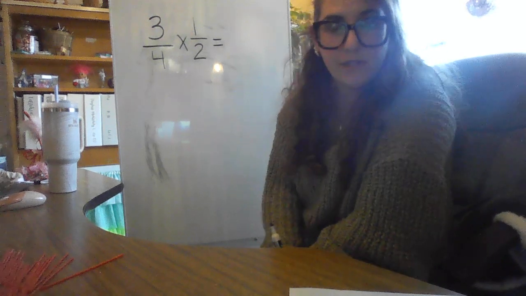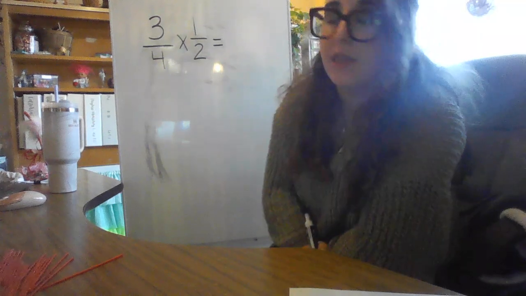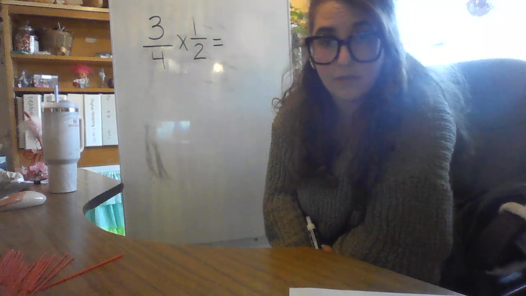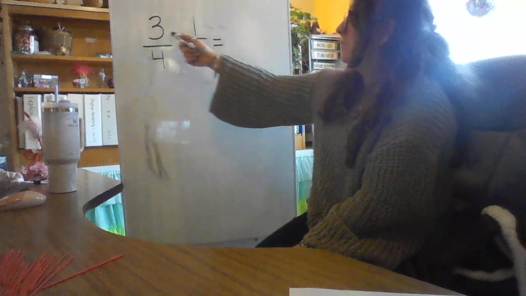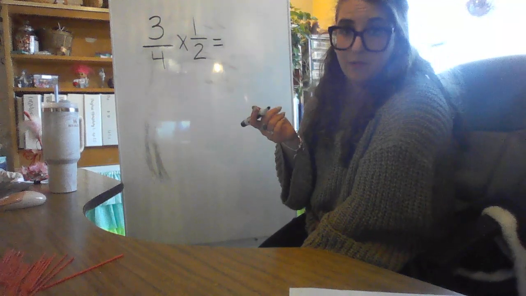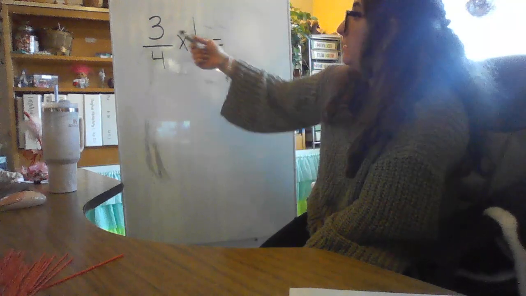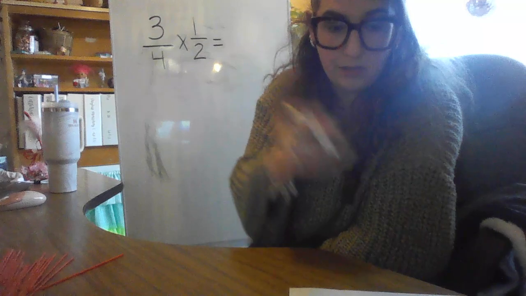Hi friends, today we're going to be solving the problem 3/4 times 1/2. So the first thing that we're going to do to solve our multiplication problem is multiply the numerator by the numerator. Our first multiplication problem is 3 times 1. There are a couple of ways that you can do this.